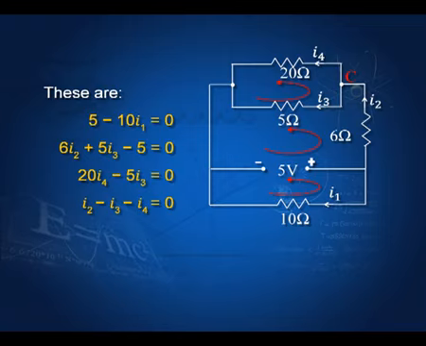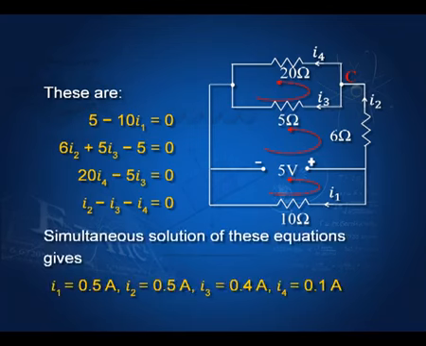You can verify that these are the equations for 3 loops 1, 2, 3, and at junction C what is happening: this current I 2 is coming and I 3 and I 4 are leaving. Therefore, I 2 must be equal to I 3 plus I 4, that is I 2 minus I 3 minus I 4 must be equal to 0. You solve these equations simultaneously and you get this result. So, the application of Kirchhoff's laws makes things quite simple for us, however complicated the circuit may be.